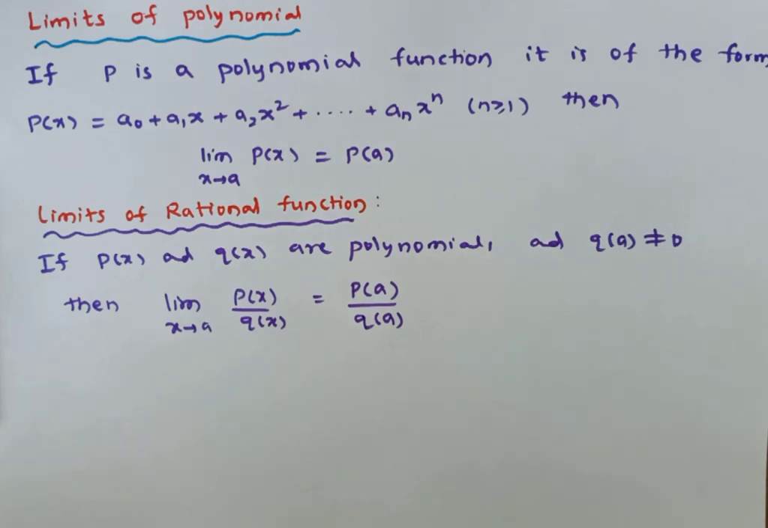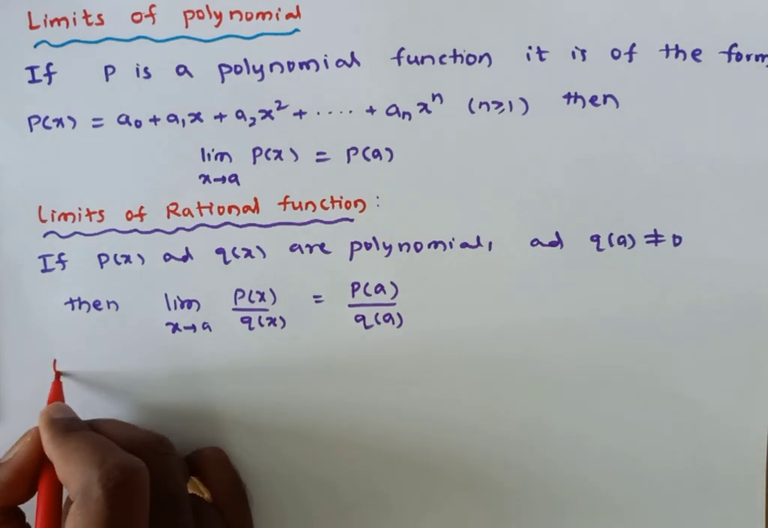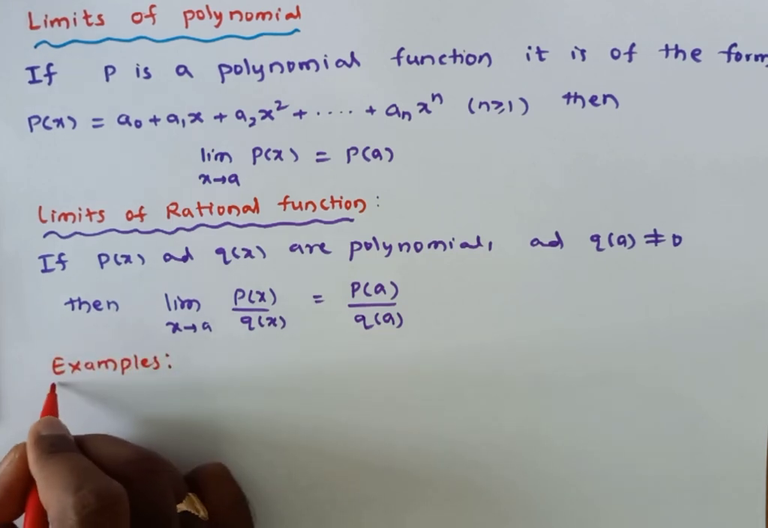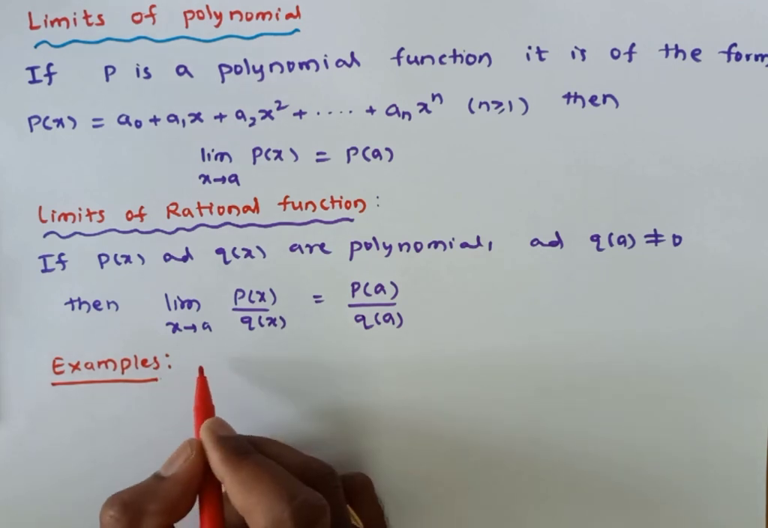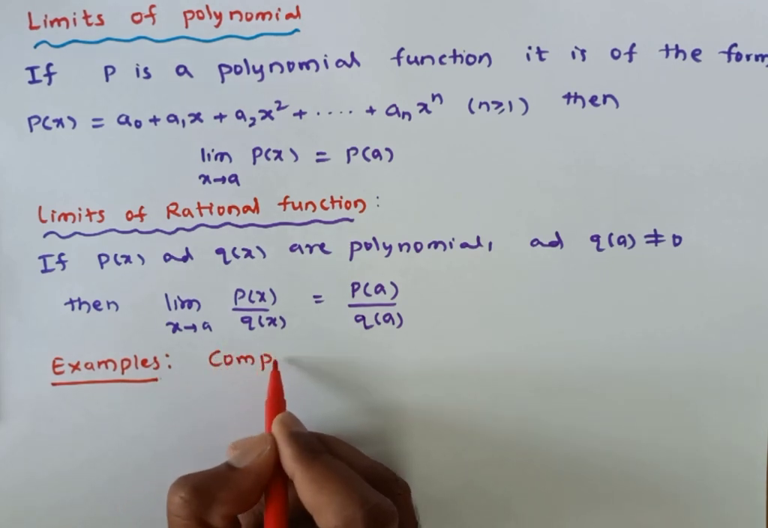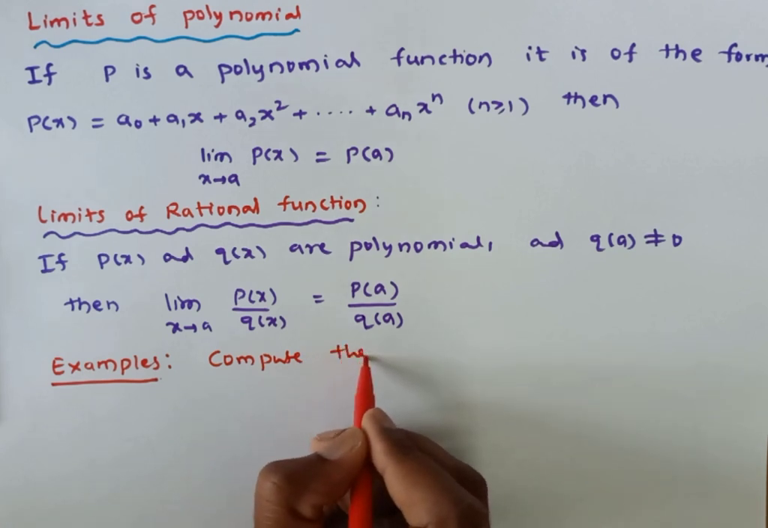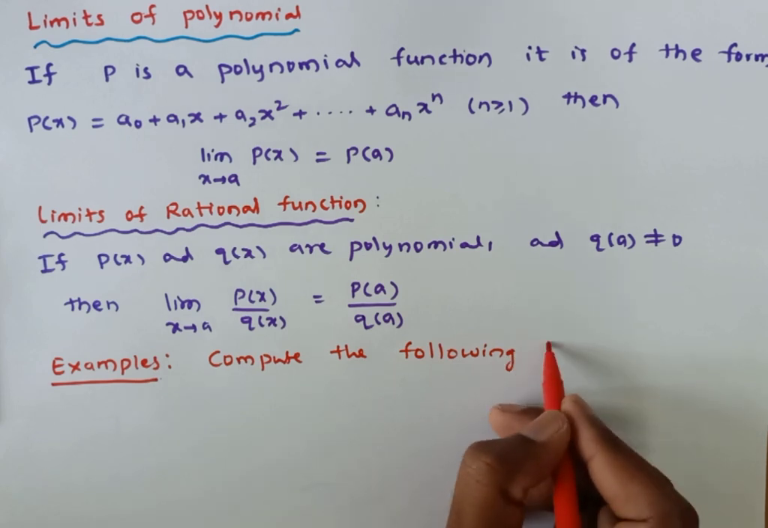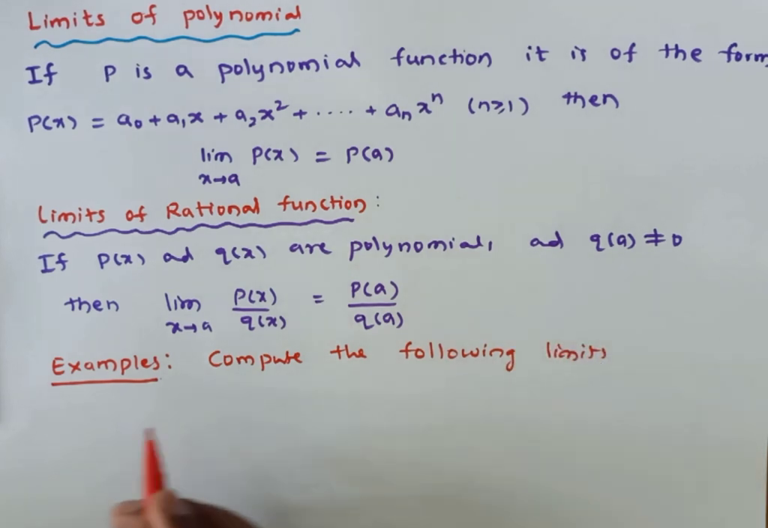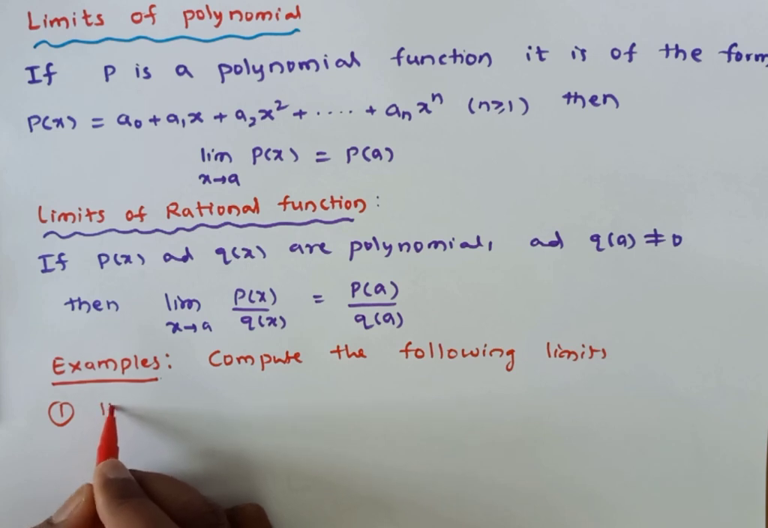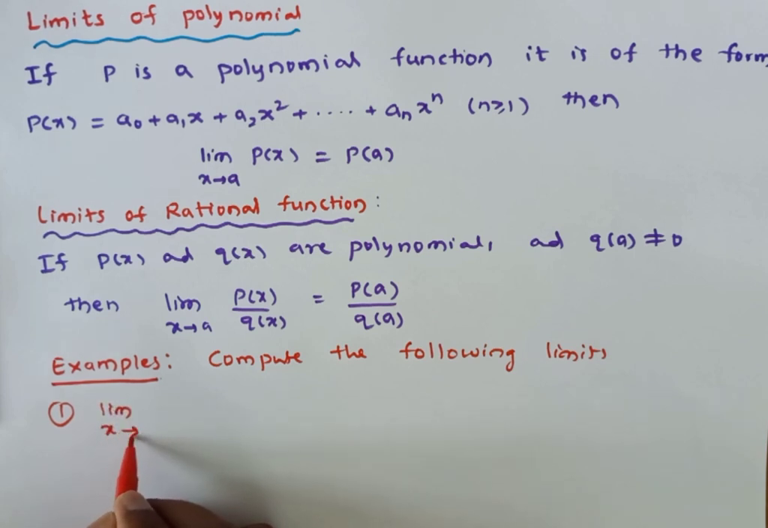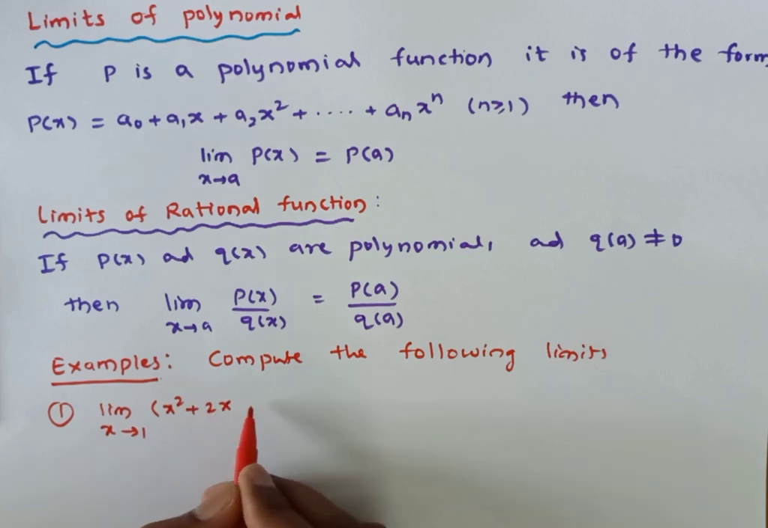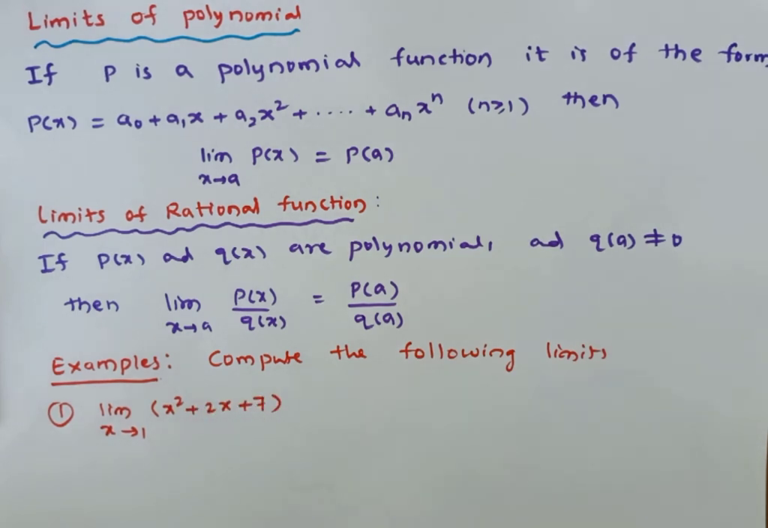So we will solve some example problems regarding these properties. You need to compute the following limits. Number 1: limit as x tends to 1 of x square plus 2x plus 7. So this is a polynomial.